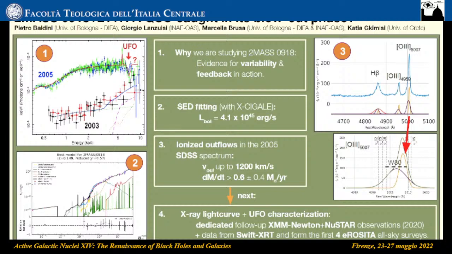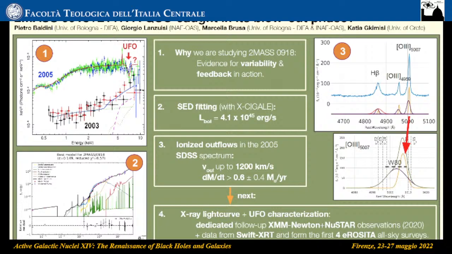In order to confirm this scenario or to confute it, we have first of all performed SED fitting, through which we have strong constraints on bolometric luminosity and also host galaxy properties. And then we've taken the also available 2005 SDSS spectrum, which also shows asymmetric line profiles, which are an indicator of outflows also in the ionized phase. And through multiple Gaussian component fitting, we have obtained the outflow velocity and the mass outflow rate.